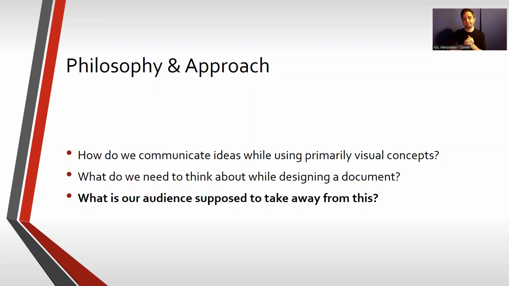The second thing, what do we need to think about while designing a document? Color and visual aesthetics and use of space are very important parts of graphic design, but we also need to think about things like color blindness or how the text is presented against its background, where someone with red-green color blindness might not be able to read the actual text, as there might not be high enough contrast.